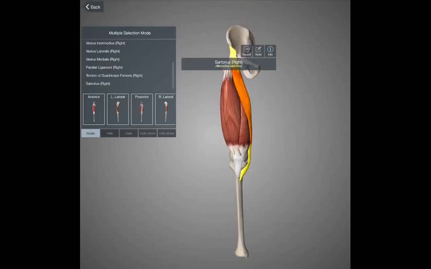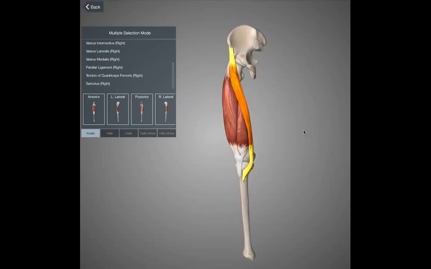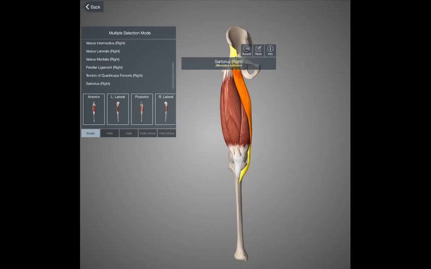The next muscle in the anterior compartment. I know this topic might be a long one, but it's very beneficial to go into those details so that when you're studying it, you don't have to go anywhere else.